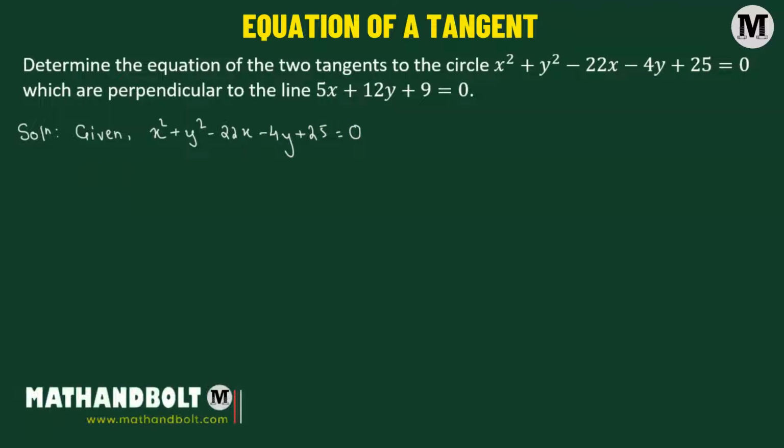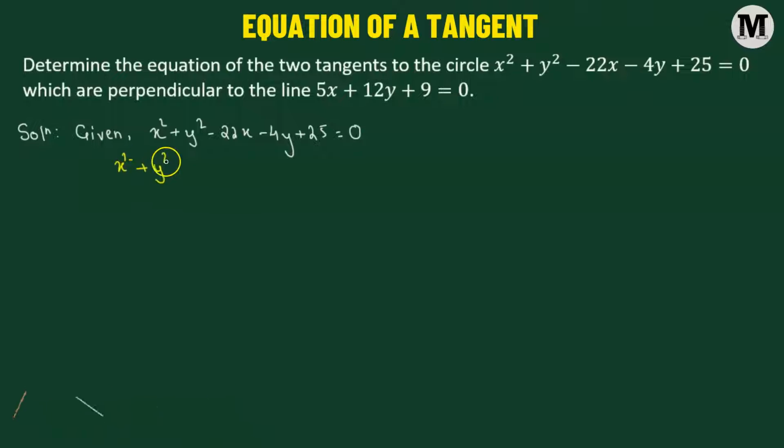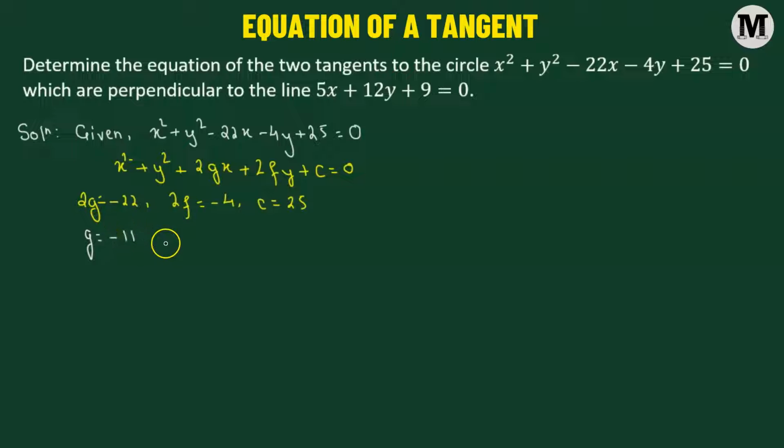So we are going to compare it with the general form of the circle, which is x squared plus y squared plus 2gx plus 2fy plus c equals 0. That means 2g will be equal to negative 22, 2f will be equal to negative 4, and c is equal to 25, which means g comes out to be negative 11, f comes out to be negative 2, and c stays as 25.